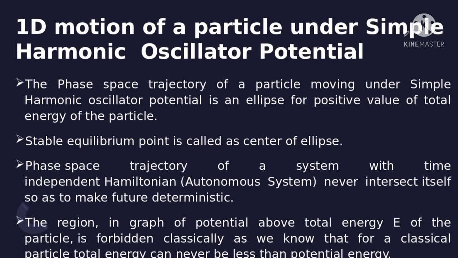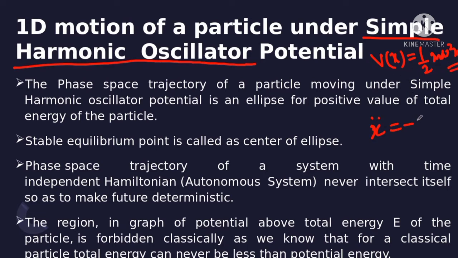Now, 1D motion of a particle under a simple harmonic potential. That is my first case. I am taking the potential which is simple harmonic, that is V(x) equal to half m omega square x square. Most of you are familiar with this potential, and the Newtonian equation of motion for this is also well known: x double dot is equal to minus omega square x, the simple harmonic motion equation. Solving that is not very difficult, because it can be simply solved, having constant coefficients.